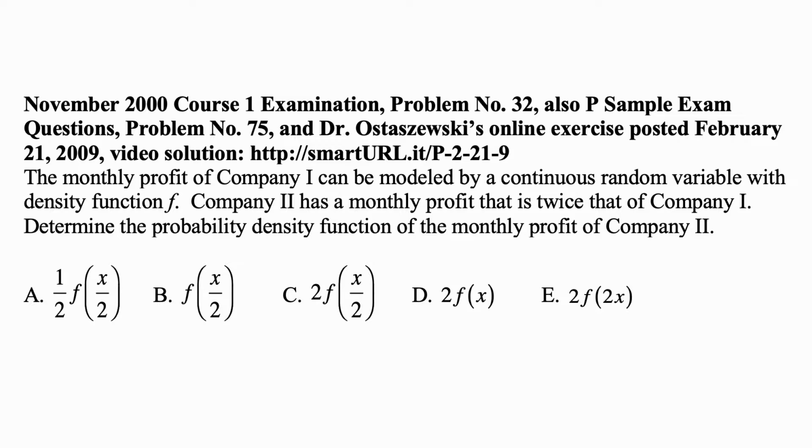Here's the problem for today for exam P on probability. The monthly profit of company 1 can be modeled by a continuous random variable with density function f. Company 2 has a monthly profit that is twice that of company 1. Determine the probability density function of the monthly profit of company 2. And you have 5 answers which are all related to function f, and the question is about the transformation of one random variable into another and how you determine the density of the transformed random variable.